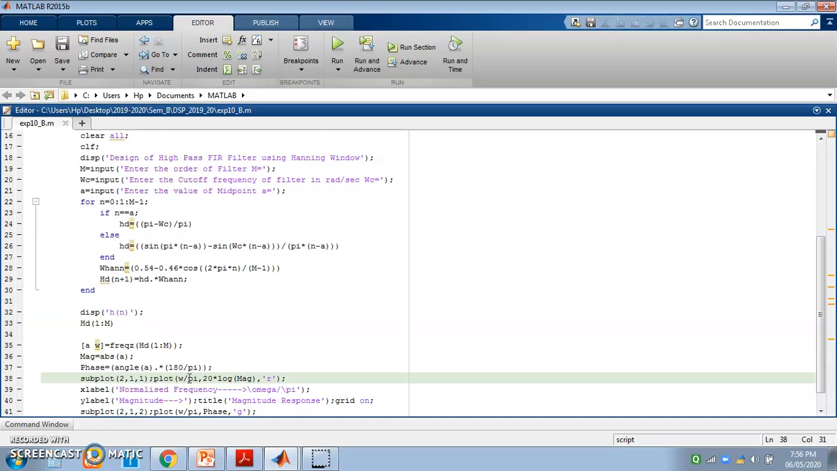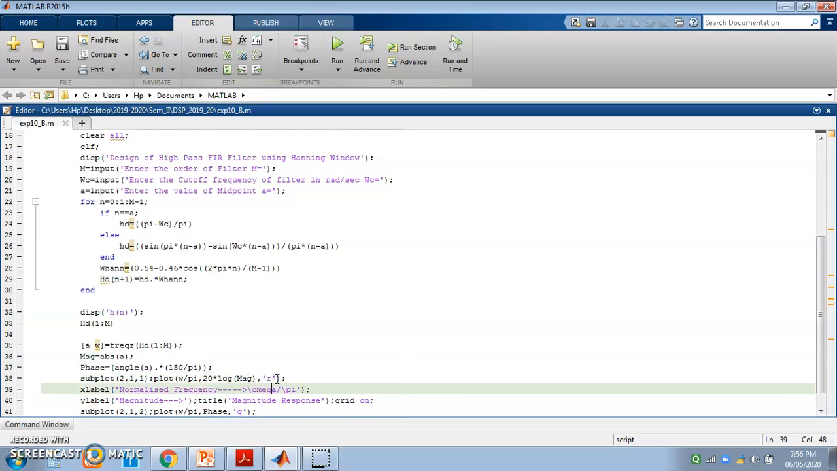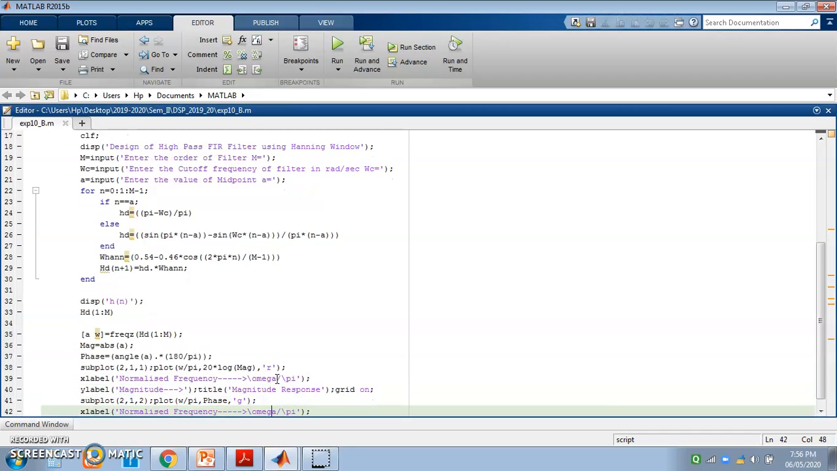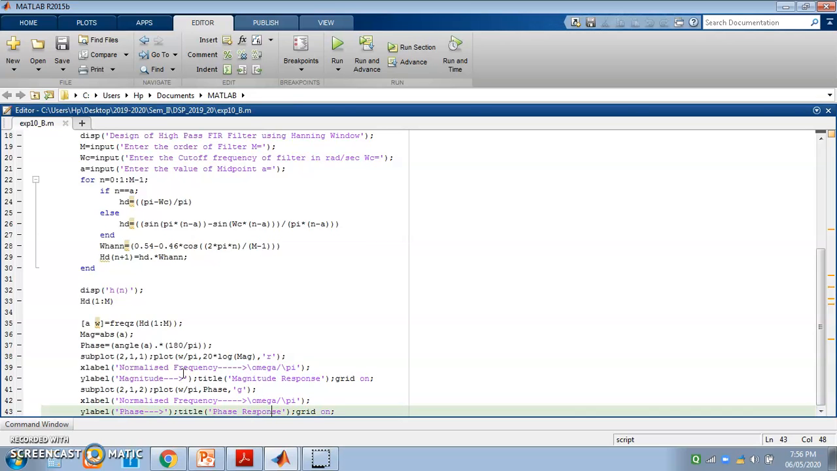So this is the normalized value of frequency against 20 log to the base 10 of magnitude, and here I am going to plot it in red color. Then xlabel, ylabel, title, grid on, all these are self-explanatory. Then subplot(2,1,2), plot of w upon pi versus phase, and here I am going to show it as a green color plot. So xlabel is normalized frequency, that is omega upon pi, and ylabel is the phase, and title and grid on.